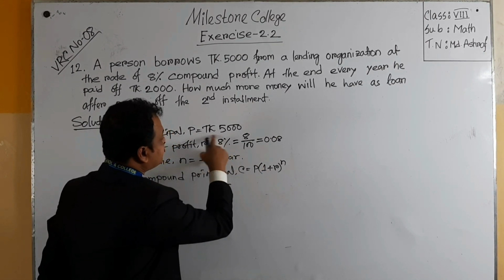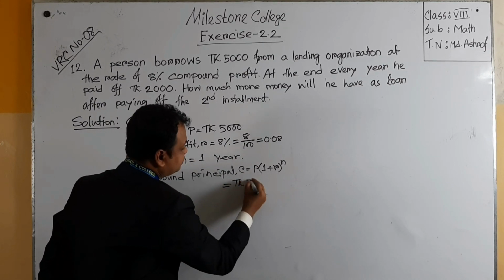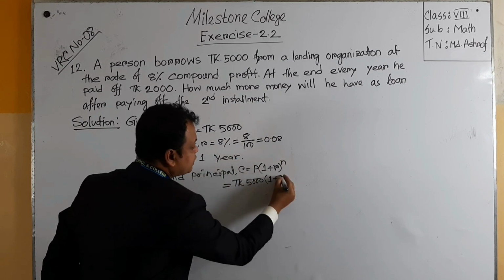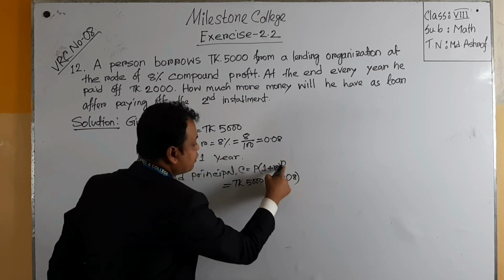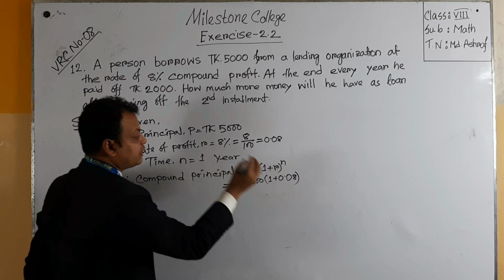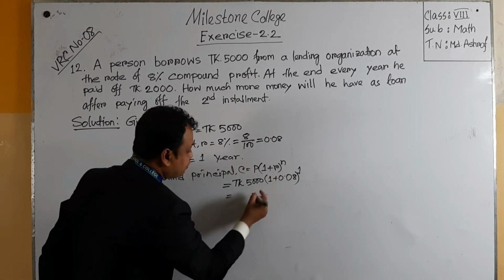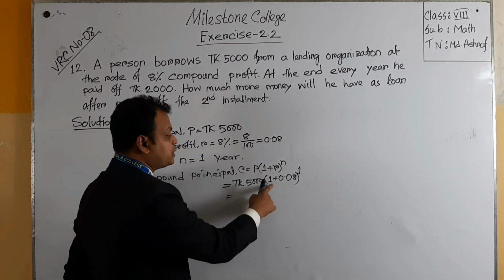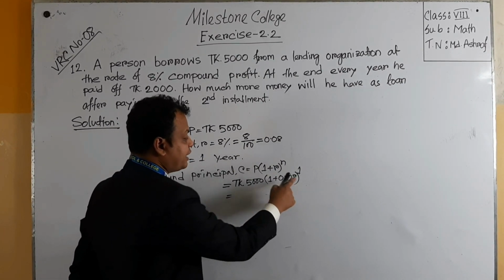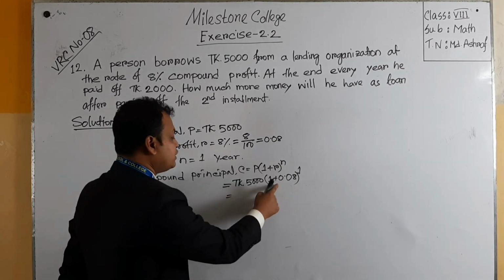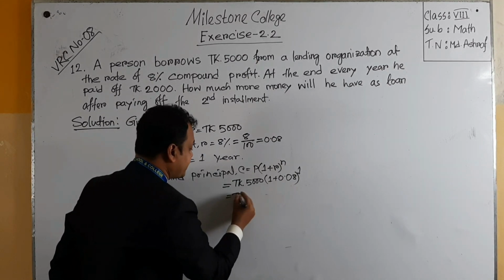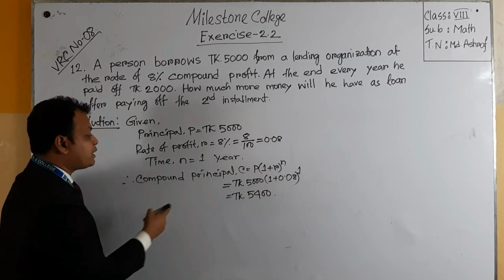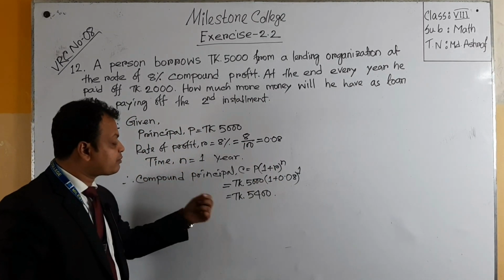So what is the value of P? Taka 5,000. Taka 5,000 into 1 plus R. Instead of R we will put 0.08. And what will be the value of N? N equals 1 year. Then we can calculate this one by calculator. 1 plus 0.08 will be 1.08. This one we have to multiply with 5,000, then what will we get? Taka 5,400. So after 1 year the bank will get from the person taka 5,400.